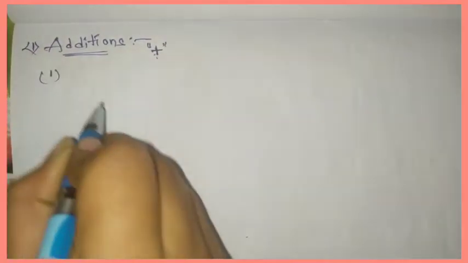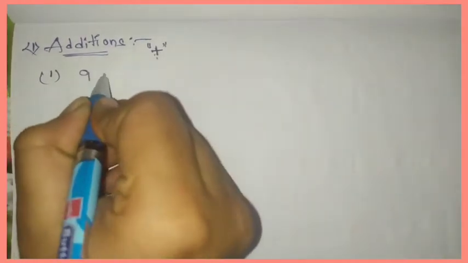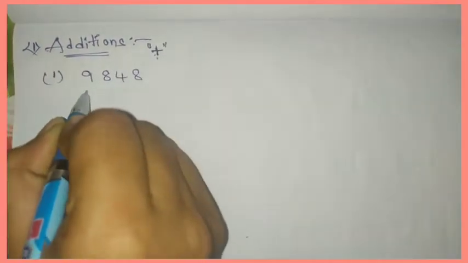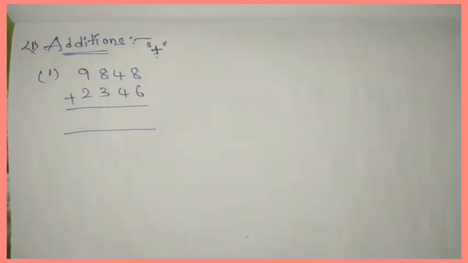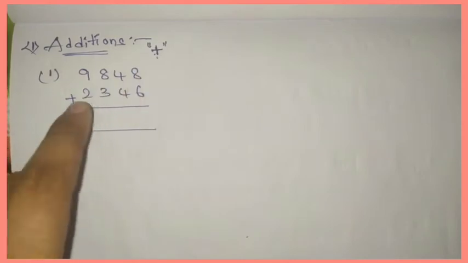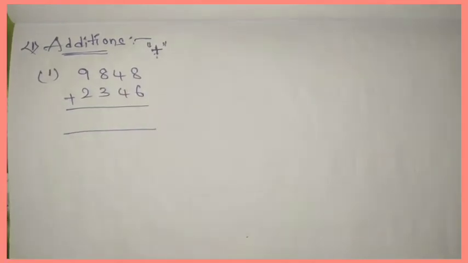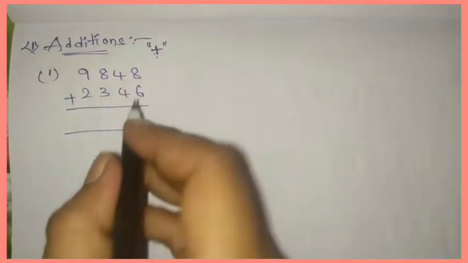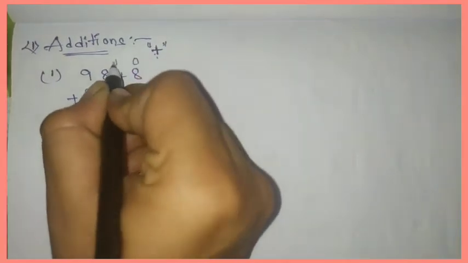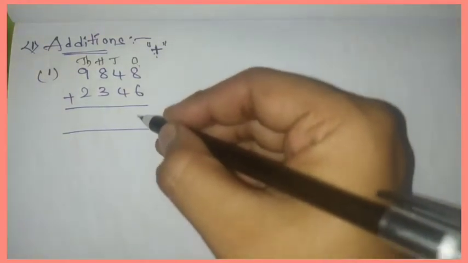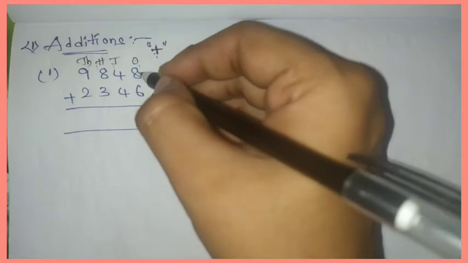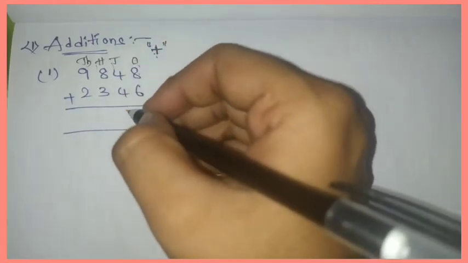Okay, look here. For example, 9,848 plus 2,346 is there. Now we have to add this. This is ones place and this is tens, hundreds and thousands. When we are writing additions, we should write in a straight line like this. Ones digits should be in the straight line, tens digits should be in the straight line like that.